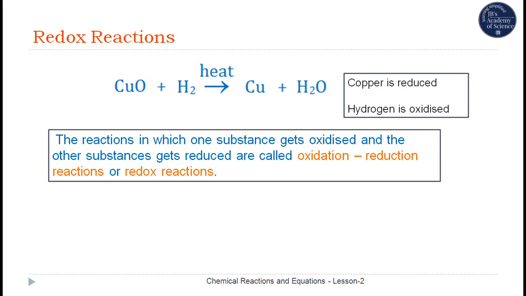So we call such reactions oxidation reduction reactions or redox reactions. The reactions in which one substance gets oxidized and the other substance gets reduced are called oxidation reduction reactions or redox reactions. One more example for redox reaction. Zinc oxide plus carbon gives zinc plus carbon monoxide.